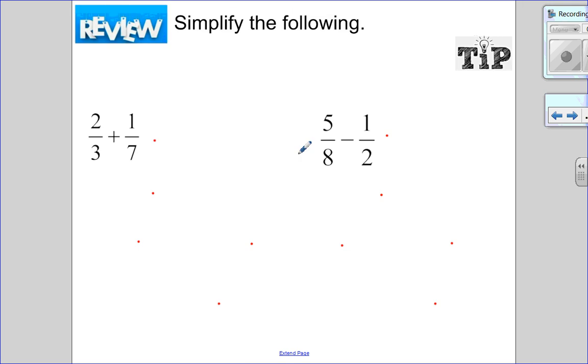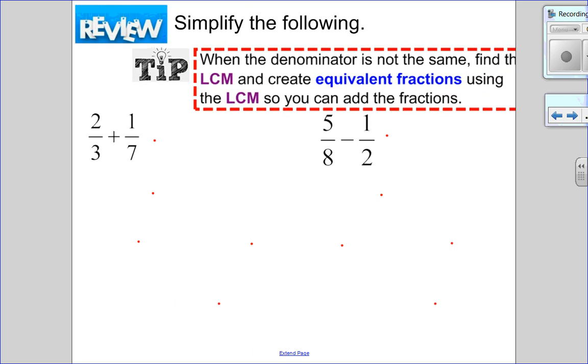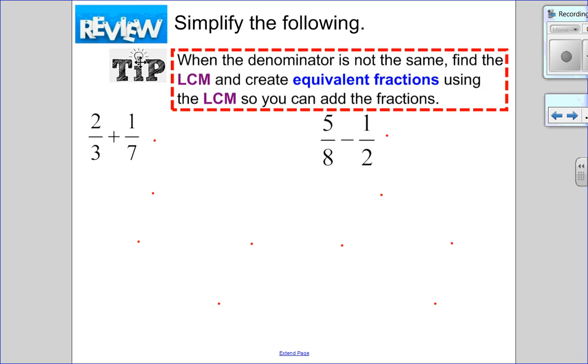Okay, let's look at what happens when the denominator is not the same. Of course, this is when it gets a little trickier. So when the denominator is not the same, you want to find the lowest common multiple to create equivalent fractions, to use that lowest common multiple to add the fractions. So don't make the mistake of adding the tops and adding the bottoms. That's wrong. I need to find a lowest common multiple.